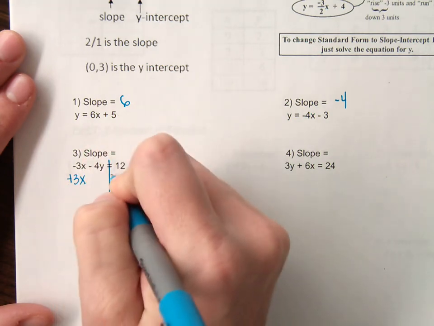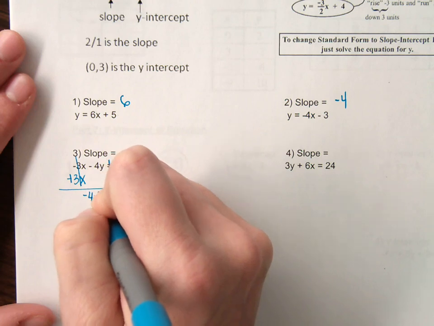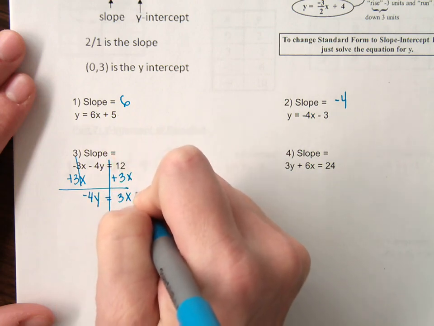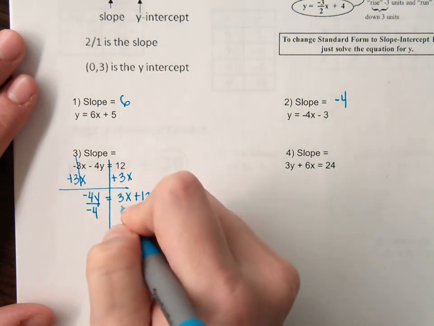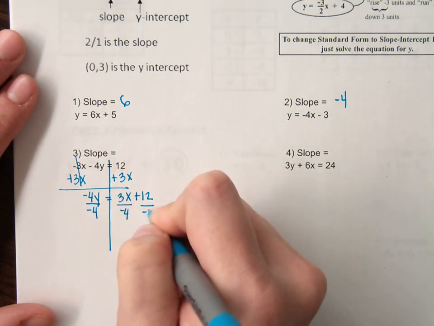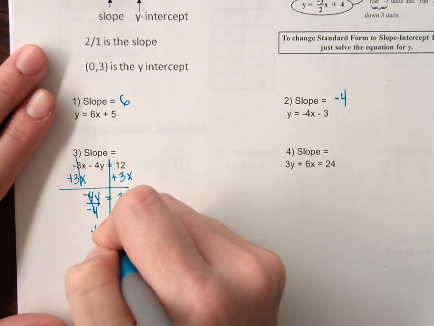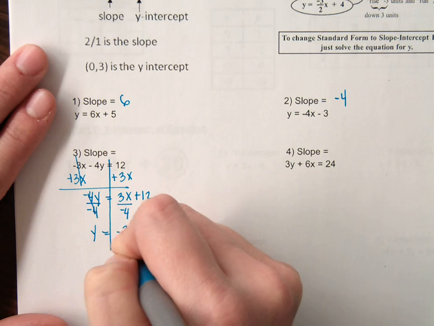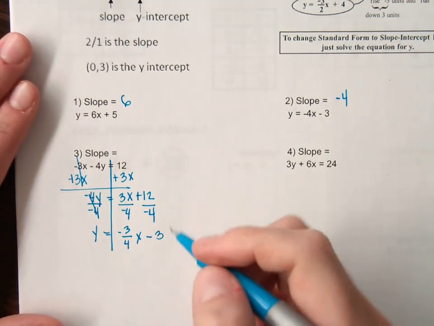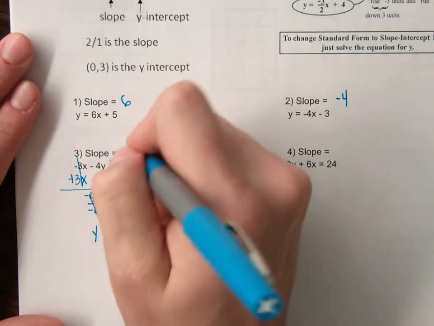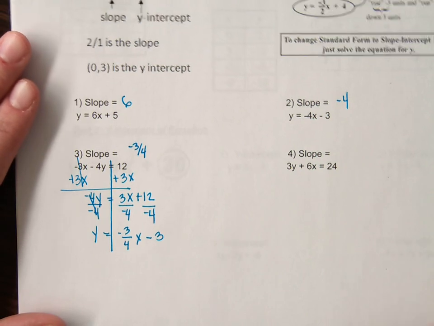We always move the number with x first. That leaves me with negative 4y equals 3x, and I'm putting plus 12 because that's a positive 12. Divide everything by negative 4 because that is multiplication, and the inverse of this multiplication is division. So I have y equals negative 3 over 4x minus 12 divided by 4 is 3. And here your slope is negative 3/4, since that's what's in front of x now that it is in slope-intercept form.